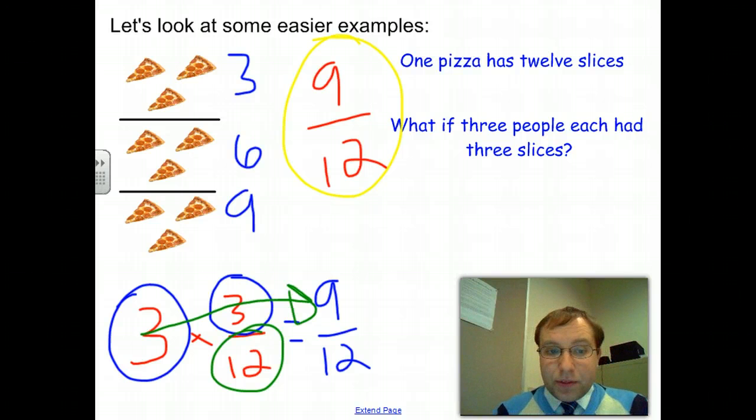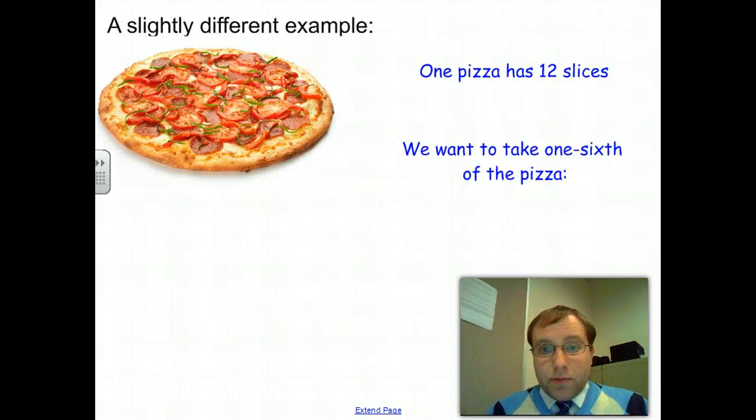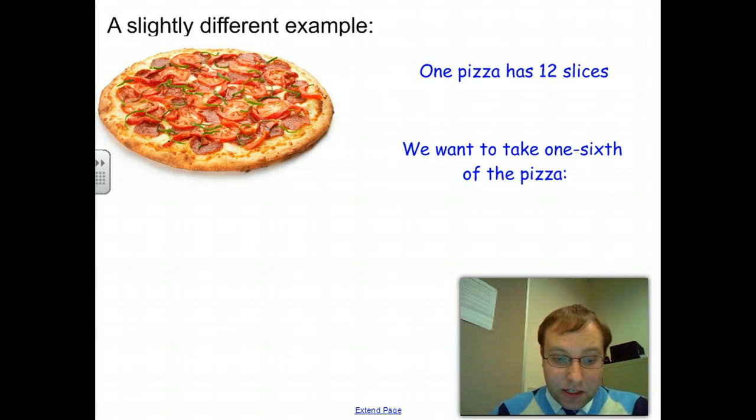Let's look at another example and see if that pattern and that recognition holds true. Looking now at a whole pizza, the one pizza still has 12 slices, but now we want to take 1/6 of the pizza. We're splitting it maybe between 6 different people and want to be as fair as possible to give as many people an equal number of slices as we can.